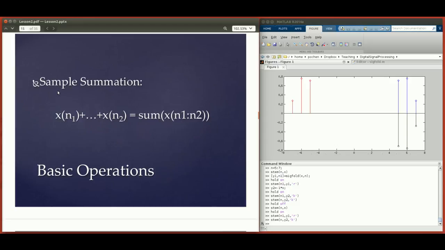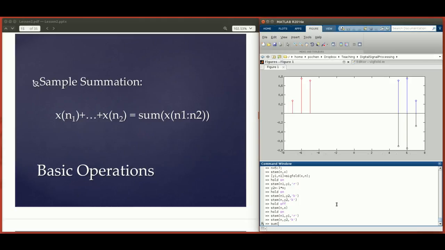Simple summation. If you just want to get a sum of all the amplitudes inside the signal, you can just use a Matlab function called sum. So I have x, right? If I do sum x, it's going to return the summation of the three elements inside of x. If you just want to do a partial summation, sum x 2 to n, for example, that's going to give you a partial summation. So that's another basic operation, just doing a summation, right?